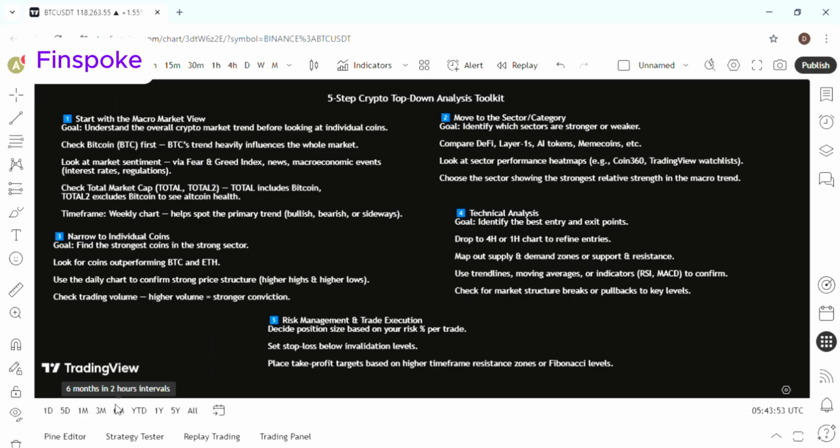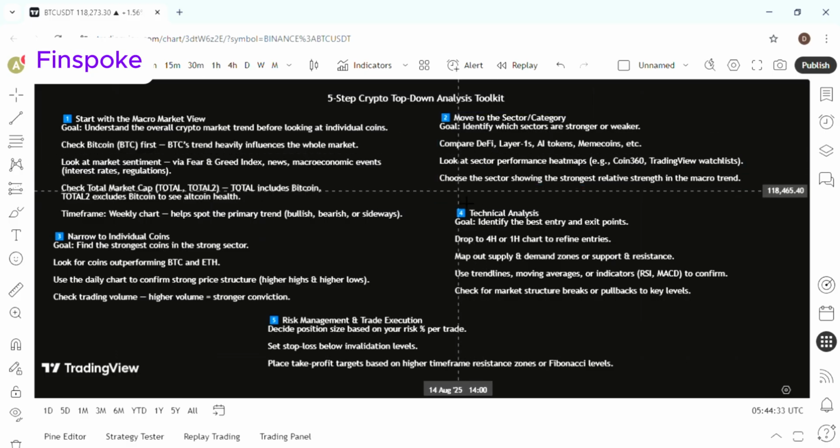Then check the total market cap of Bitcoin. That's the first thing. Then you now check the total market cap, removing Bitcoin from it, to know the strength of all coins. You can move over to use the weekly time frame because it will help you to spot the primary trend, either it is bullish or bearish, or that the market is consolidating, that is sideways.